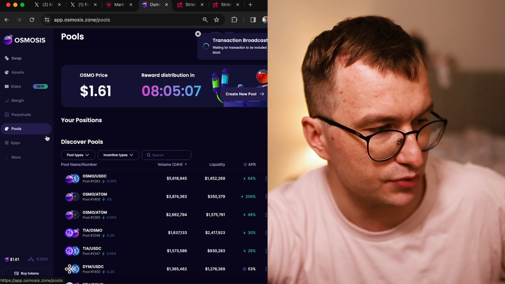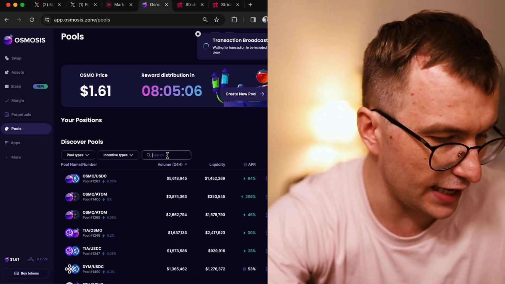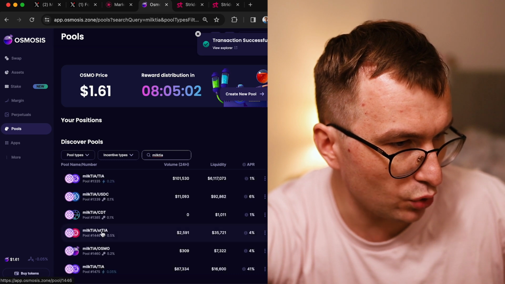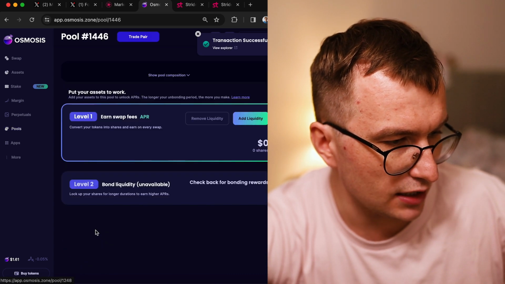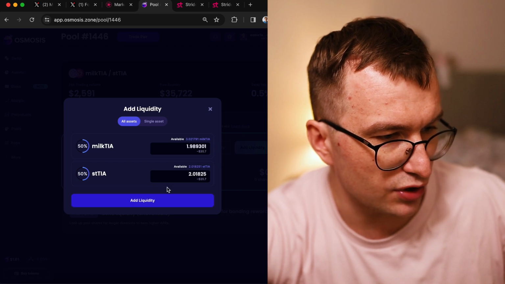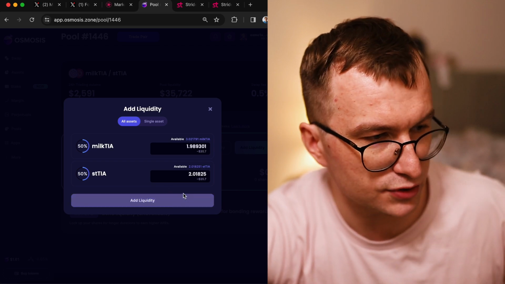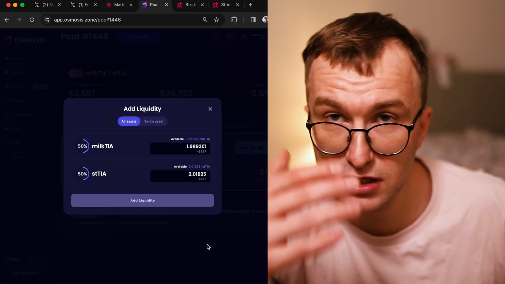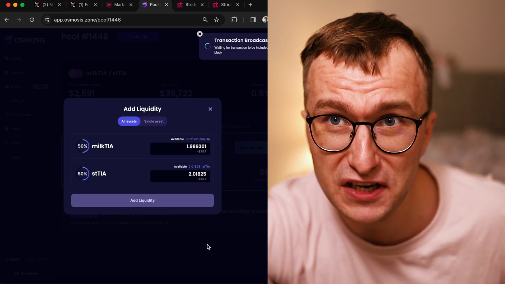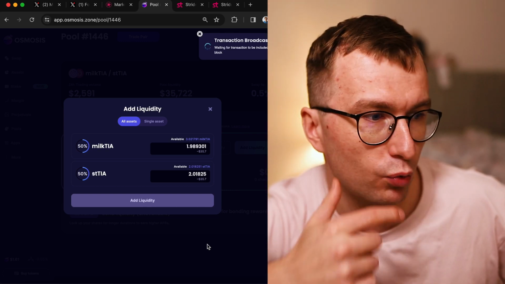So once it's swapped, I'm going to go to the pools and do milkTIA. And then in the milkTIA stTIA pool, you go and you add liquidity. So this way you're going to make it on both fronts. So this is what I would do. I actually cannot give you 100% conviction that that would work.